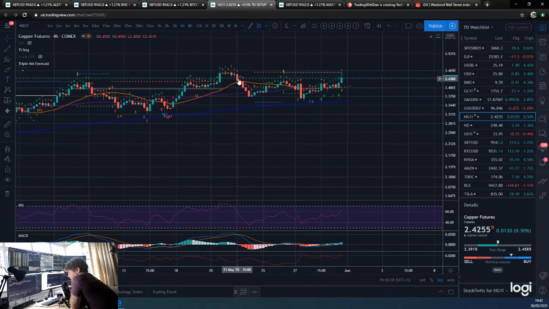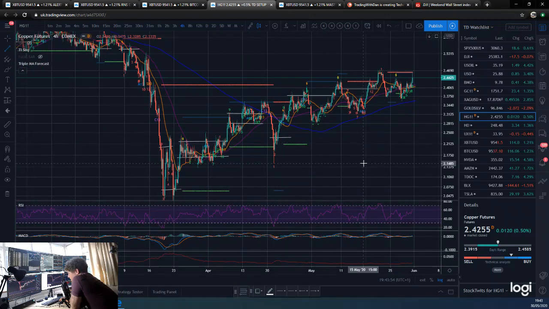So we get another 9. This is nearly a 9 up here. We get the 8. This would have been a 9 until we closed a bit lower. So we're looking for a break of the low of this candle, which is basically the next candle.